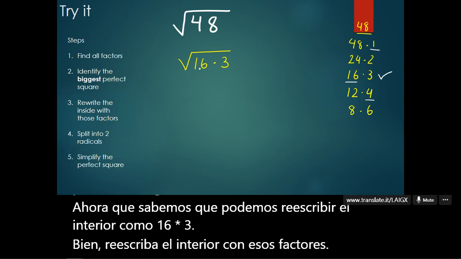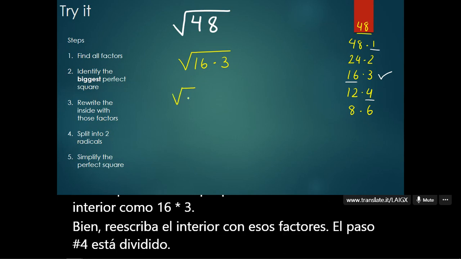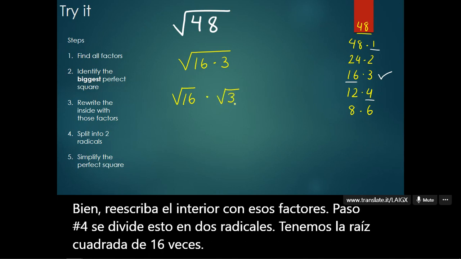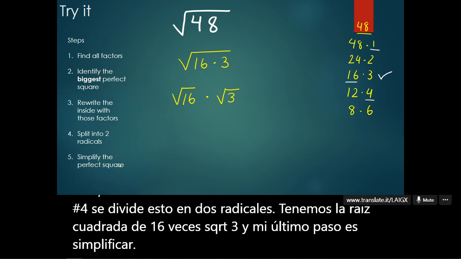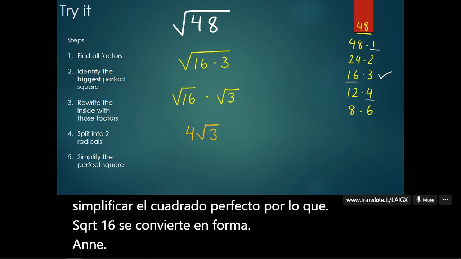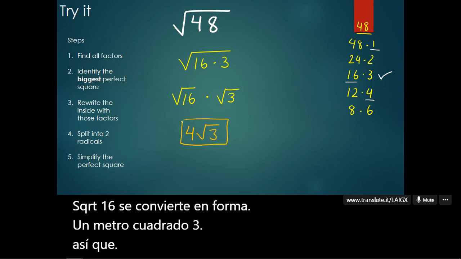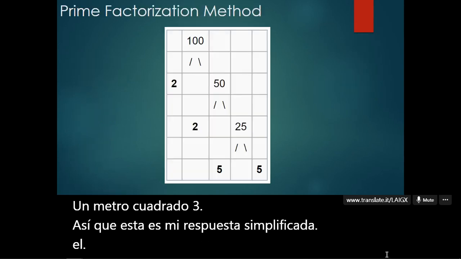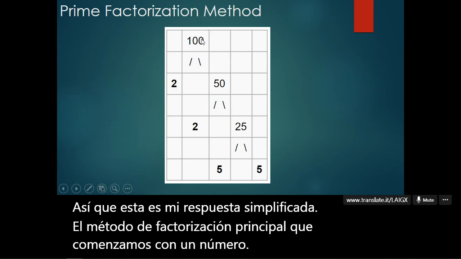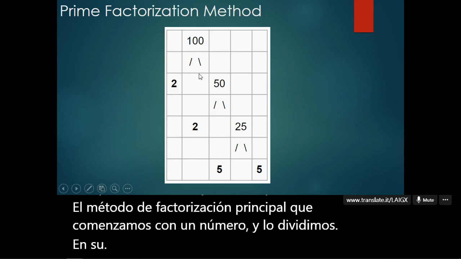Step number 4 is to split this into 2 radicals. We have the square root of 16 times the square root of 3. And my last step is to simplify the perfect square. So the square root of 16 becomes 4, times the square root of 3. So this is my answer, simplified. We start off with a number and we split it down into its lowest prime factors.